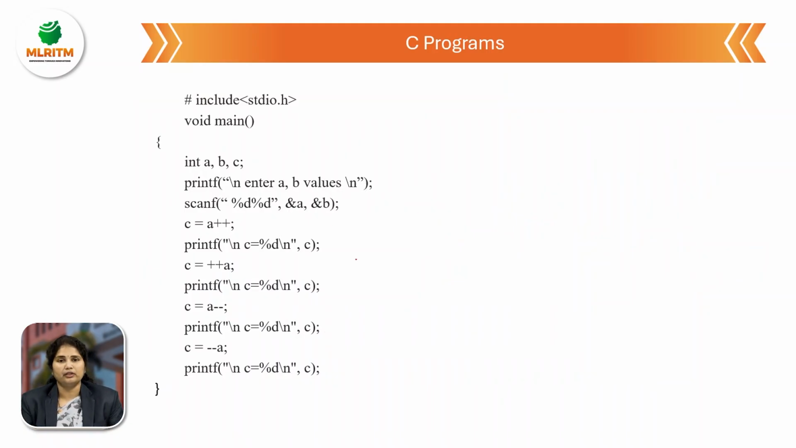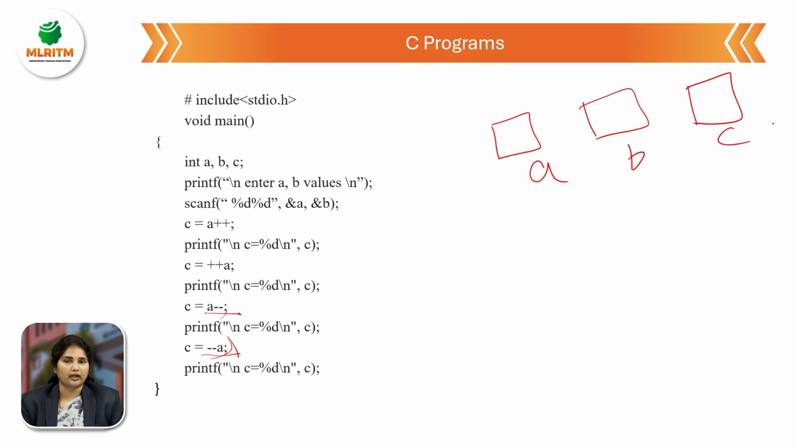This is the example program for the increment and decrement operators. Similarly, same as increment operators, we have post-decrement and pre-decrement. This is called pre-decrement. This is called post-decrement. Here in memory, variables A, B, C are declared. In A, suppose I am taking 10. In B, suppose I am taking 20. Now we have to update the C value.